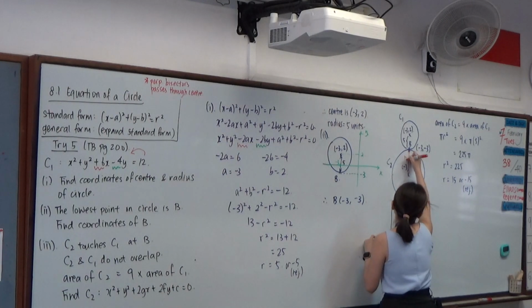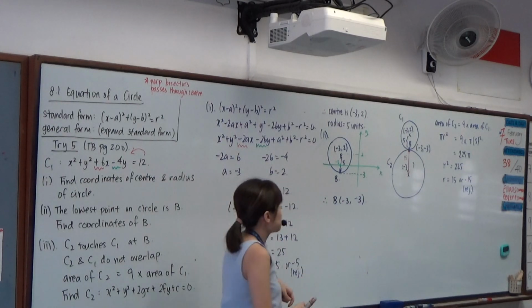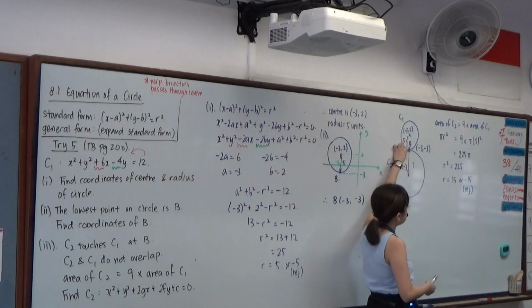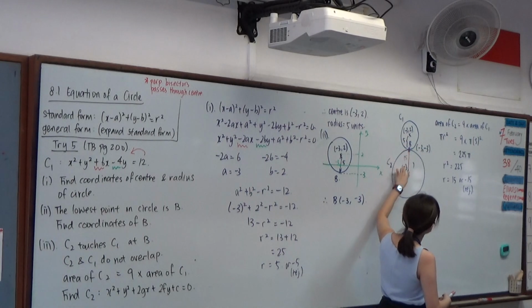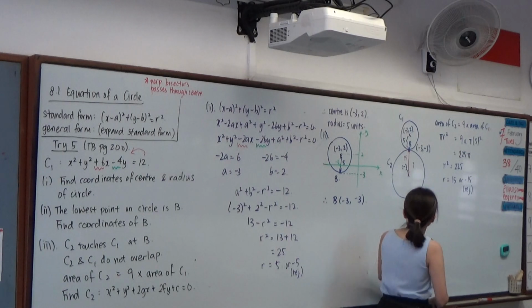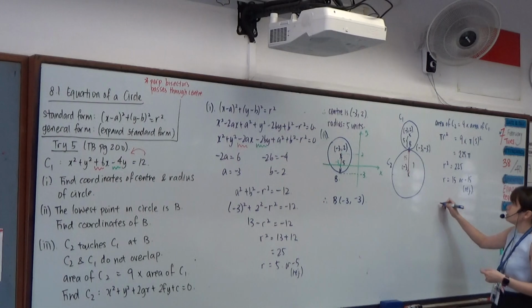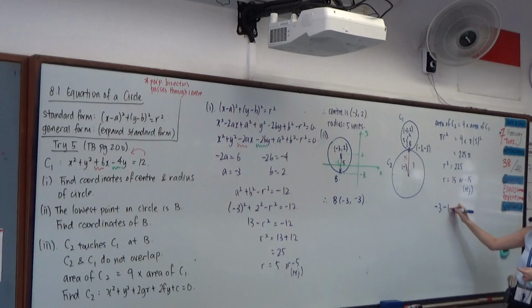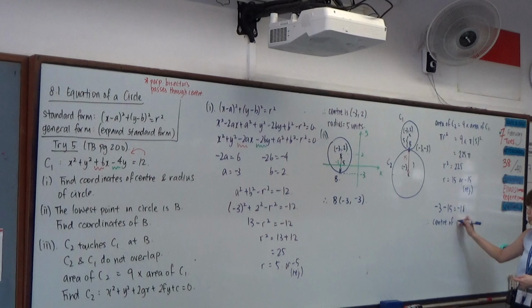Okay, so the radius of the big circle is now 15. From the y coordinate of B, which is negative 3, I can now count downwards 15 units below to find the coordinates of the center of C2. From negative 3 itself, minus away 15, we get negative 18. So therefore, the center of C2 is (negative 3, negative 18).